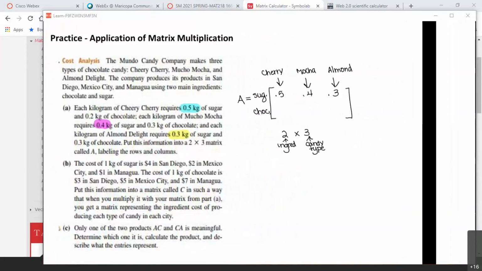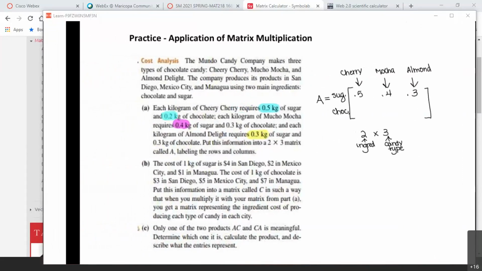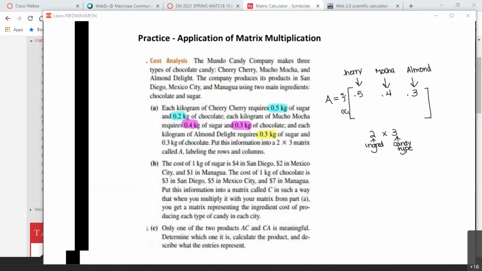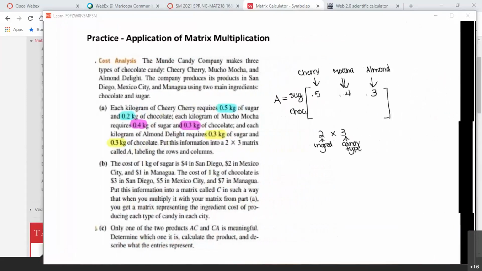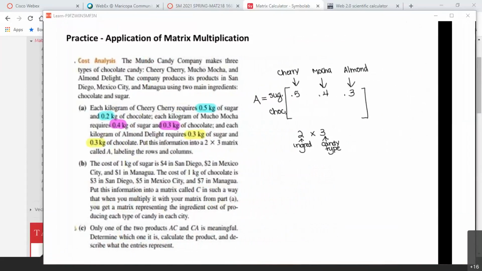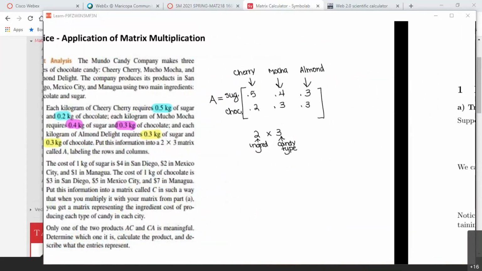Okay, then the next thing I might want to do is look at the amount of chocolate in each of these. So here's the cherry. Here's the mocha. And here's the almond. Okay, so let me put those in the chocolate row. And again, if you don't like those decimal points hanging out there, you can put a 0 in front just so you know that you've got less than a kilo of each of these ingredients. All right, so there's your matrix A.